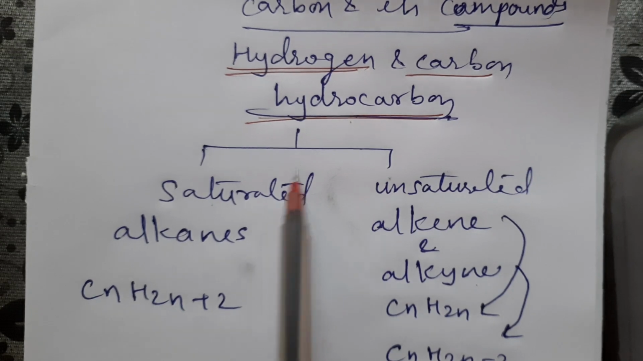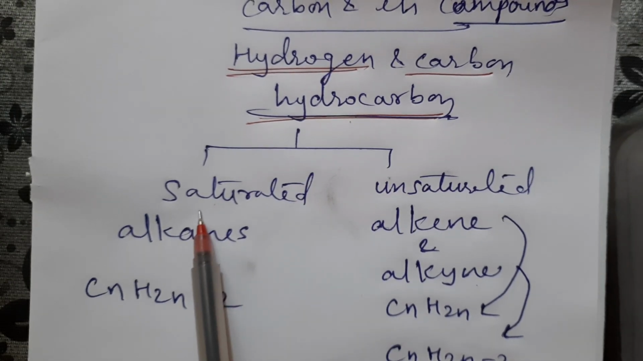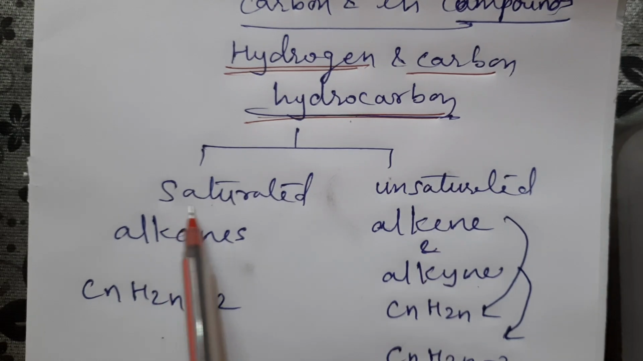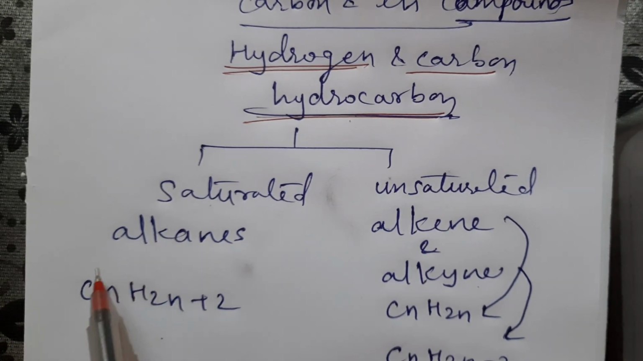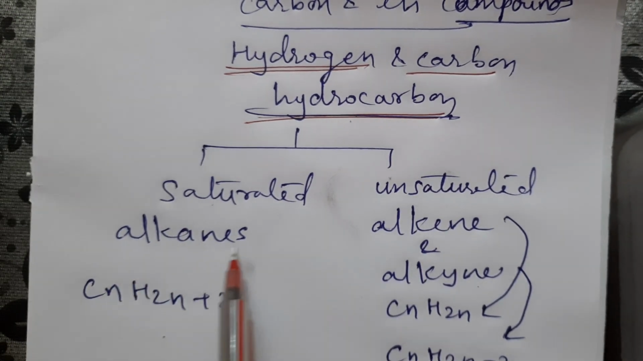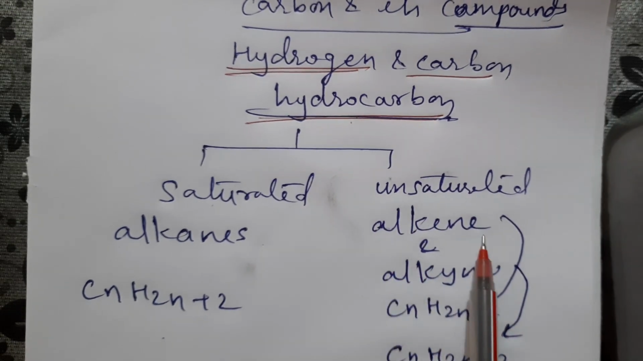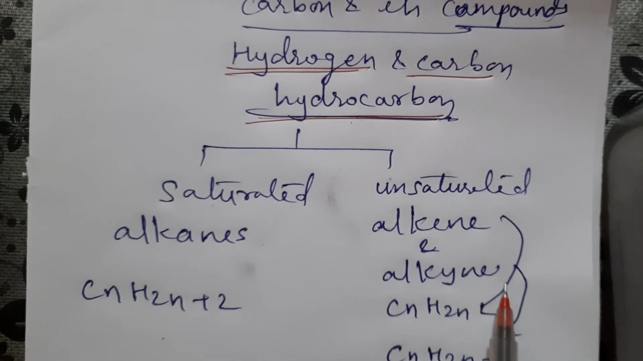Now, hydrocarbons are of two categories. One is called saturated hydrocarbon and the other is called unsaturated hydrocarbon. Saturated hydrocarbons are given the category name alkanes. Unsaturated hydrocarbons are categorized as alkenes and alkynes.